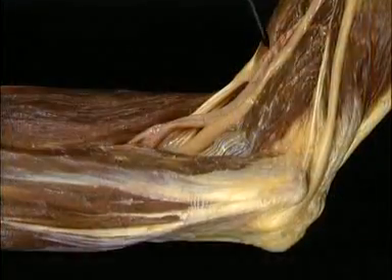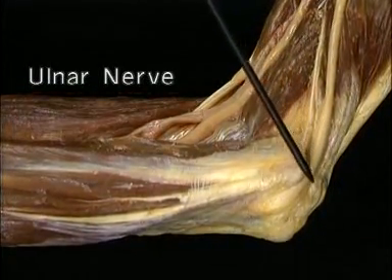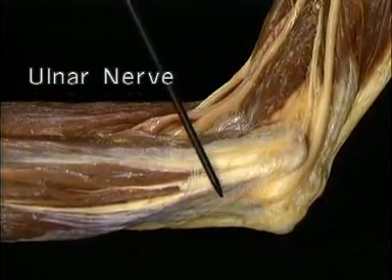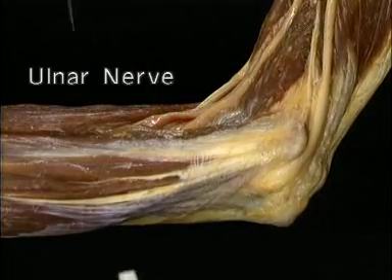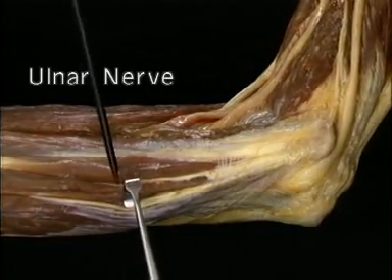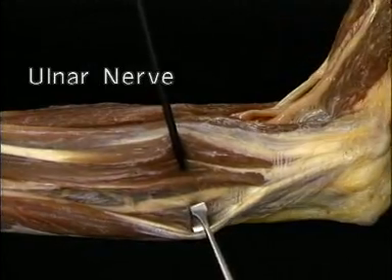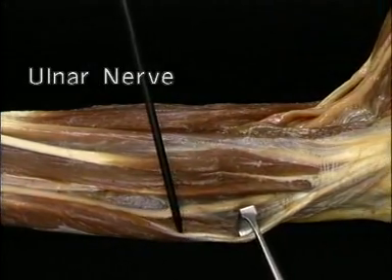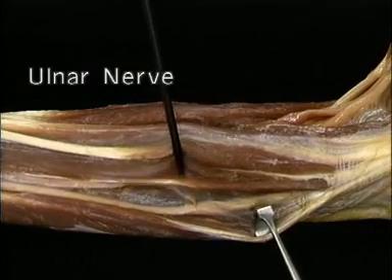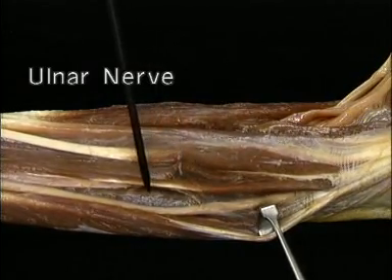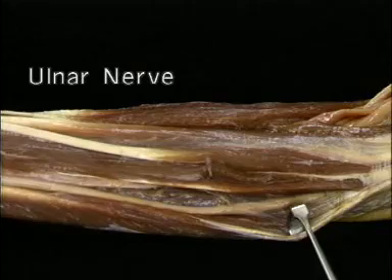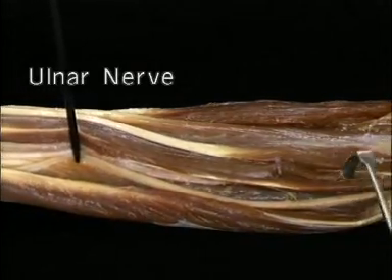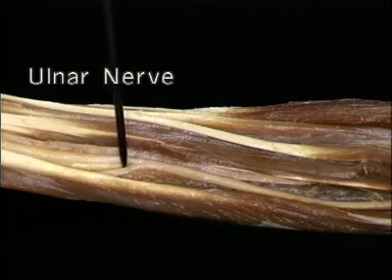Lastly, let's look at the ulnar nerve. As you'll recall from the last section, the ulnar nerve enters the forearm by passing round the medial epicondyle and between the two heads of flexor carpi ulnaris. Here's the ulnar nerve. It runs down the forearm between flexor carpi ulnaris and flexor digitorum superficialis, with profundus deep to it. Here, it gives off a dorsal sensory branch, which goes to the back of the hand.